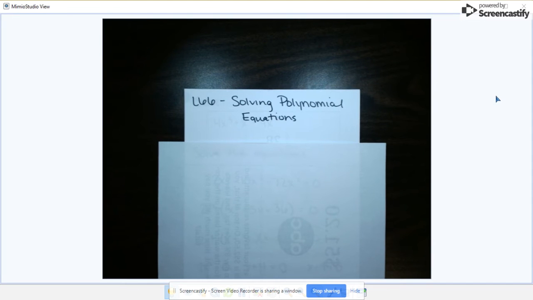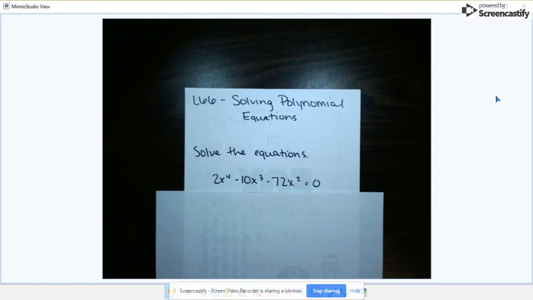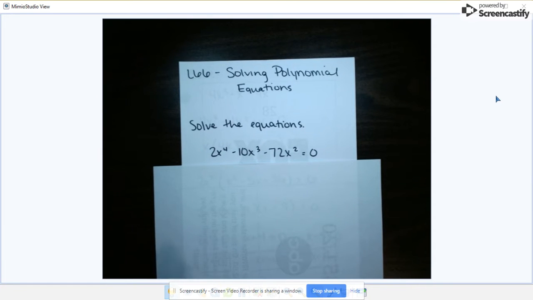Hey class, today we're going to look at solving polynomial equations and what that means. So a polynomial equation would look like this. It might not be to the fourth power, but it's some equation with variables raised to different powers. So our goal is to get what x is equal to. So we're going to start by looking to see if there's anything we can factor out.